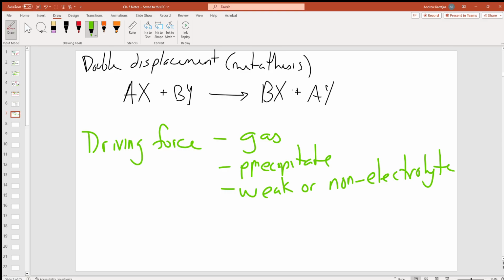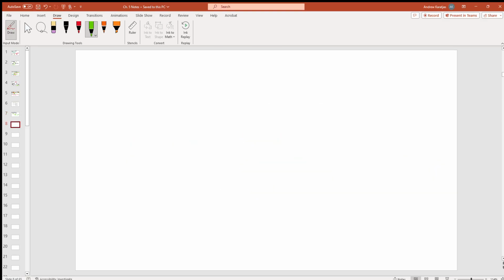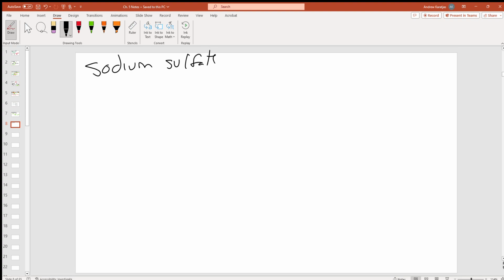So let's look at an example or two. So what if we have sodium sulfate, and this is often how you'll see problems like this worded. Sodium sulfate reacting with barium chloride.